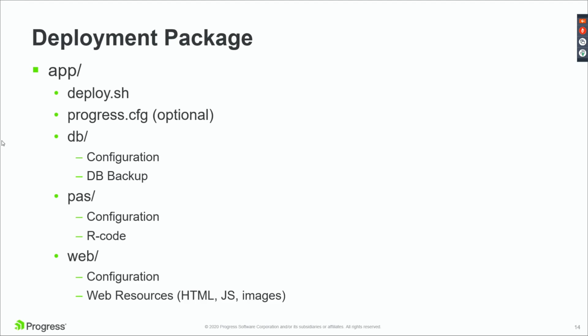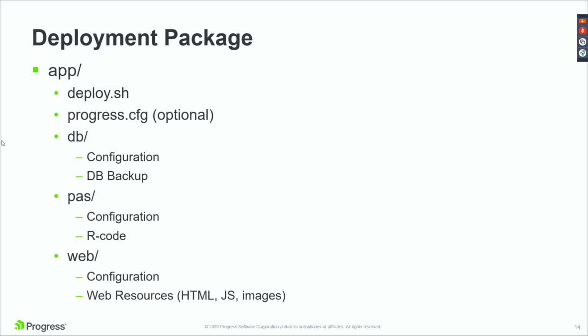The deployment packages. So the idea here, remember, is to run an entire OpenEdge application. We want to actually be able to run this application dynamically right from the start. And the way that we do this is to basically provide deployment packages for the database, for PAS, and for the web. The deployment package is actually a very simple structure. It's an app folder with a deploy.sh script that provides the instructions on how to do the deployment.